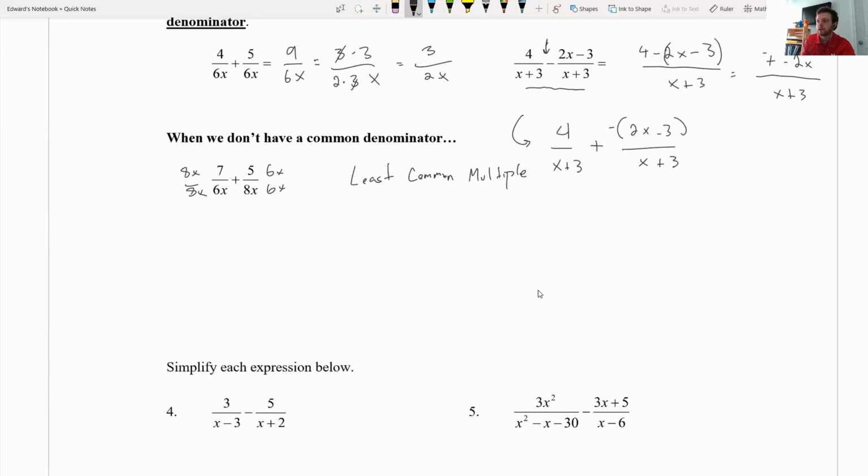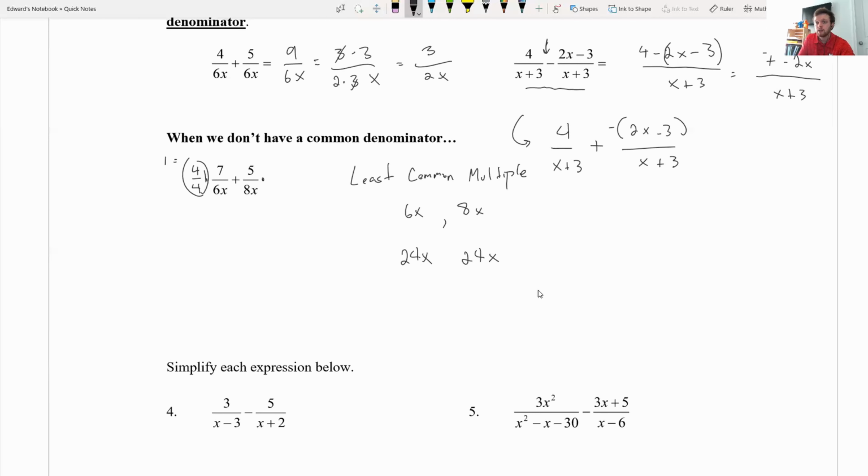Try to make things as simple as possible. To do that with fractions with different denominators, we want to multiply by the least common multiple. So what is the least common multiple for 6x and 8x? I think it's 24x. Yeah, 6x goes into 24x 4 times, and 8x goes into 24x 3 times. So what do I multiply 6x by to get 24x? Multiply by 4 over 4. Notice I'm multiplying by a fancy version of 1.